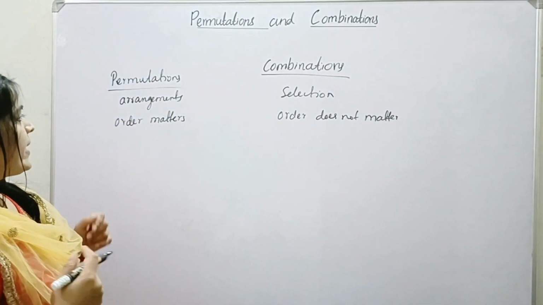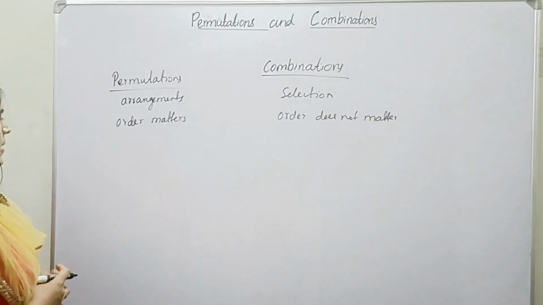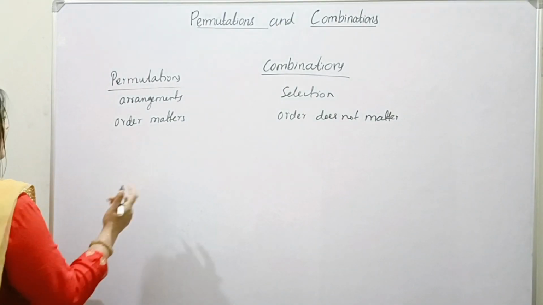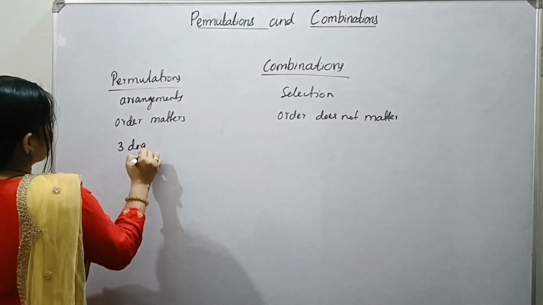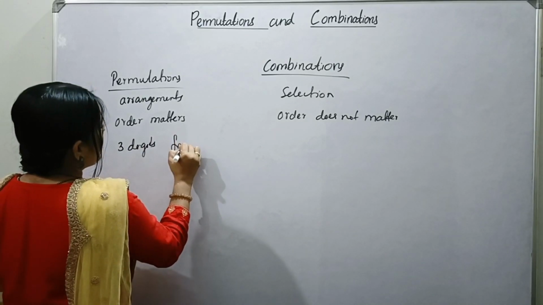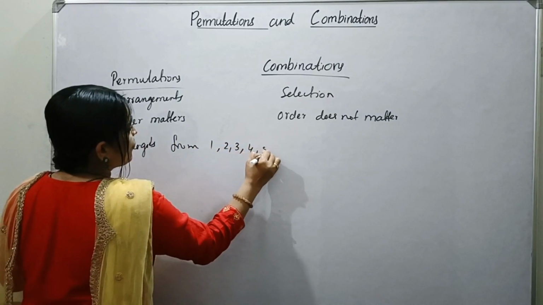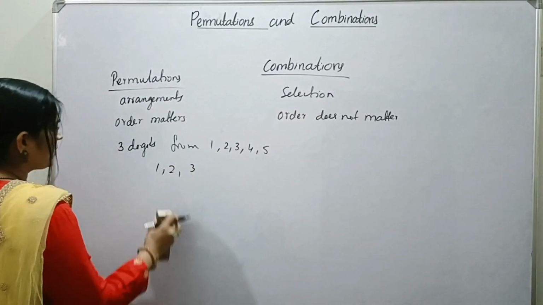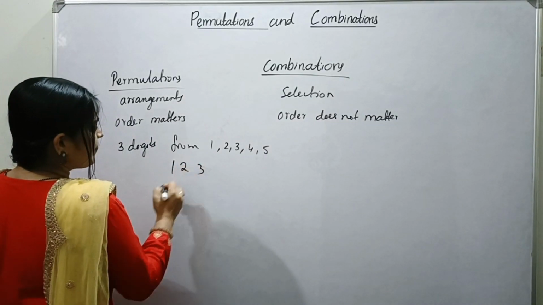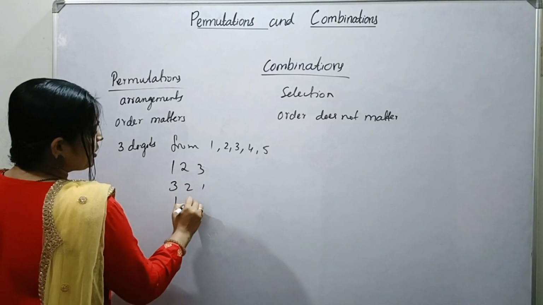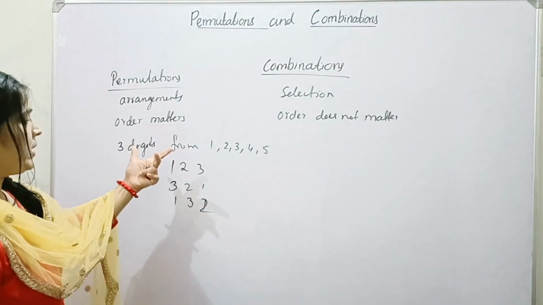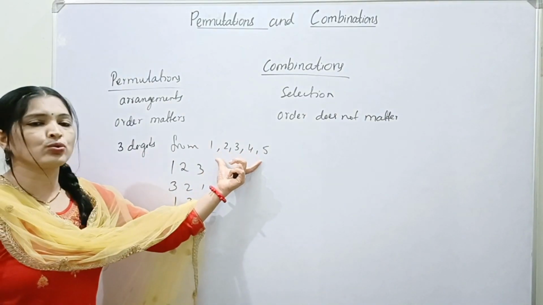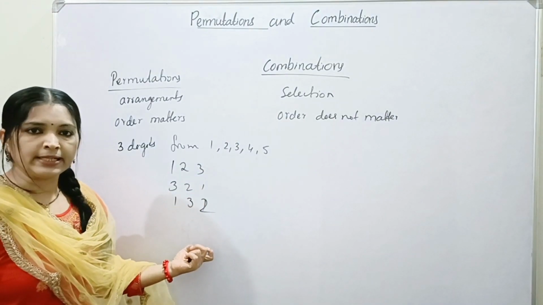Let us take an example. Arrange 3 digits from the numbers 1, 2, 3, 4, 5. See how we will arrange it. We can write 1, 2, 3, or 3, 2, 1, or 1, 3, 2. In this way we will arrange the 3-digit numbers from 1, 2, 3, 4, 5. That we have already learned.